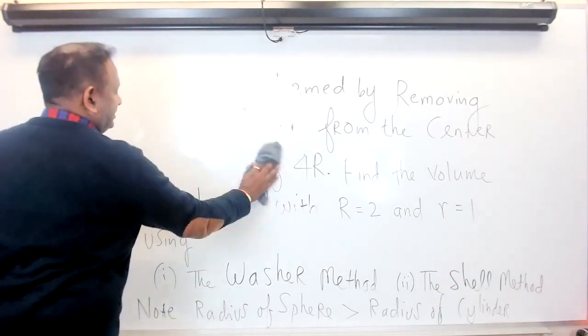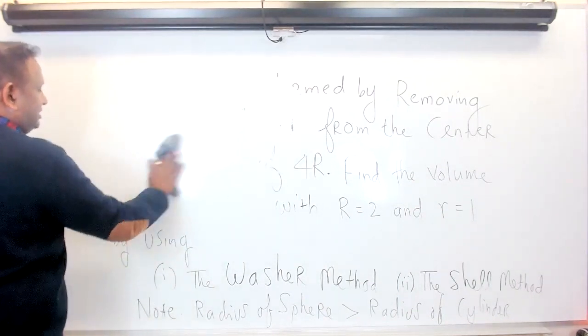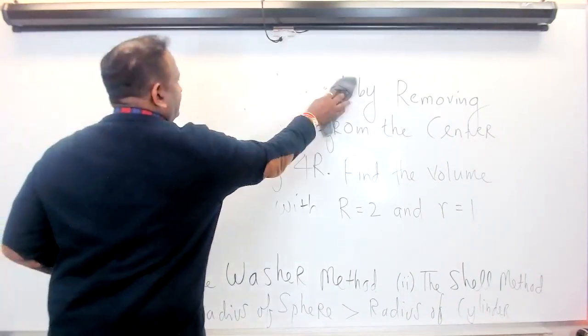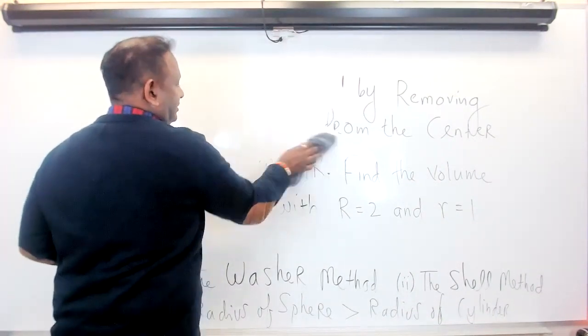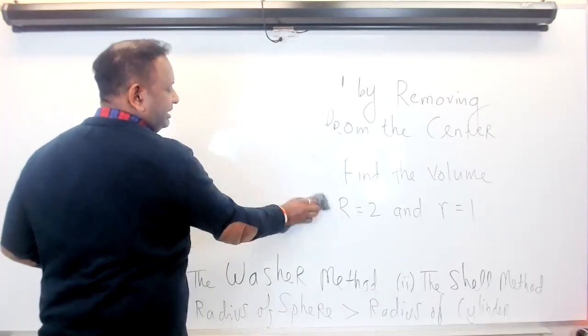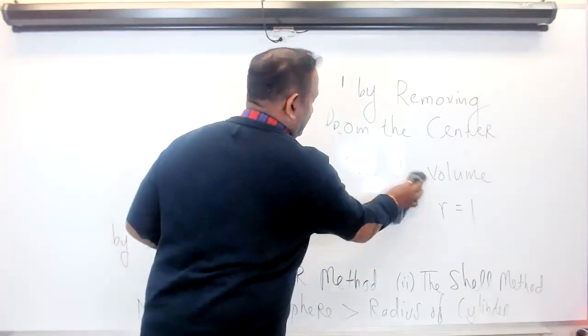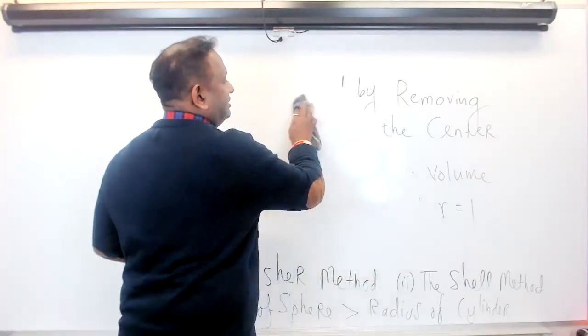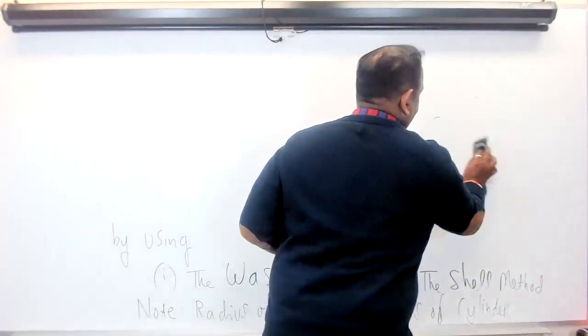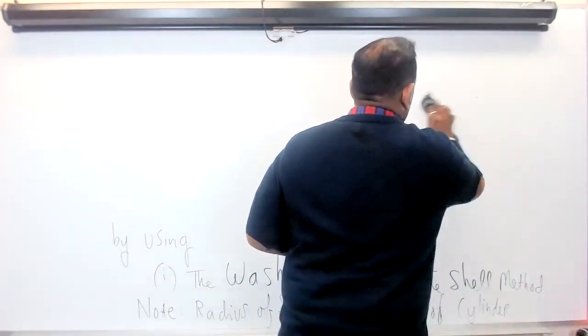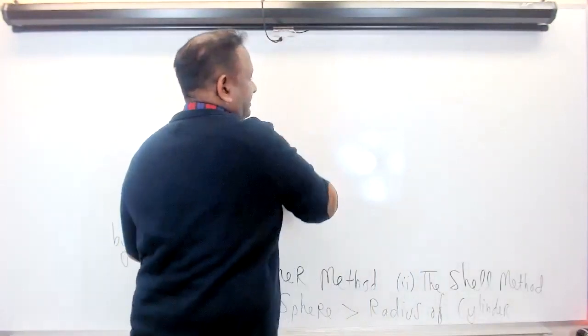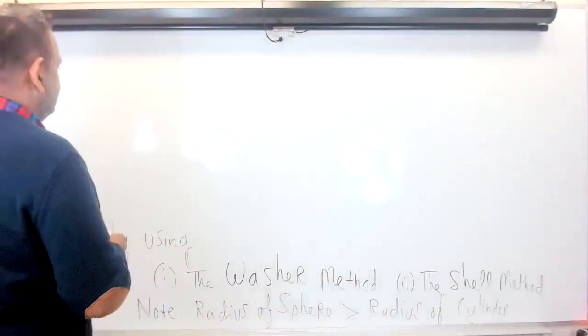Make sure the radius of the cylinder as well as the sphere is not merely simple r and capital R. They are 3 simple r and 4 capital R.